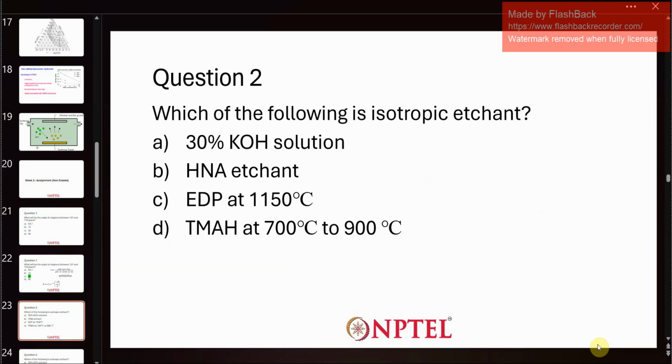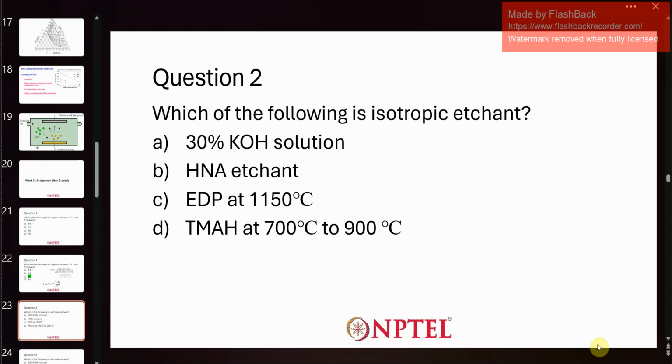So this is the second question. Which of the following is an isotropic etchant? Isotropic, as I said, means it etches in all the directions. The options are a 30% KOH solution, HNA etchant, EDP etchant, and TMAH at 700 to 900 degrees Celsius. Basically, all these are wet etchants, so these will be isotropic in nature. But what is being asked is which one is the most isotropic in nature, so basically, which has no selectivity.